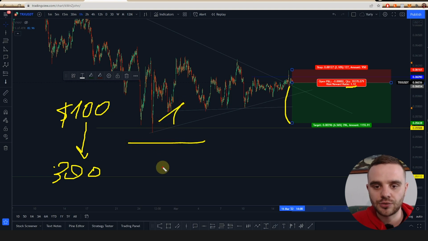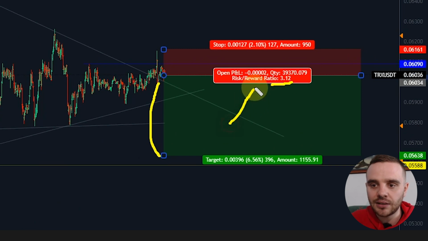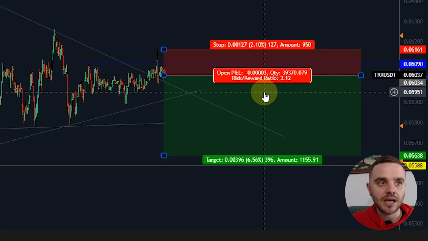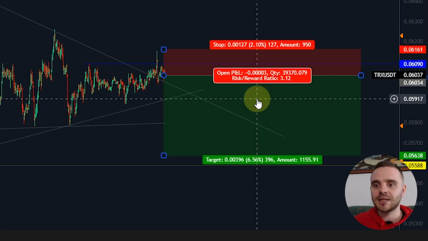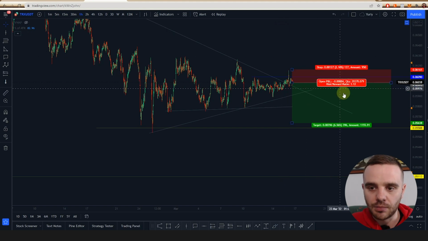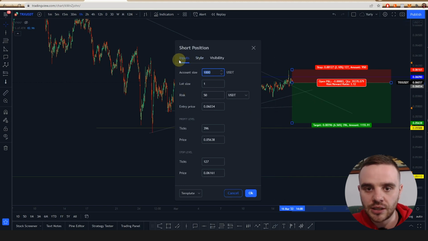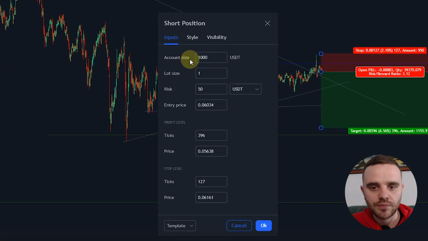If you do simply 1 to 3, that's it. And it helps me identify risk-reward ratio. Also, this tool helps me understand the amount of coins that I should buy. Because have a look. By opening a menu, you just click 2 times on this, and here you can see inputs, account size. You can write, like, 100,000 here, and it would be okay.